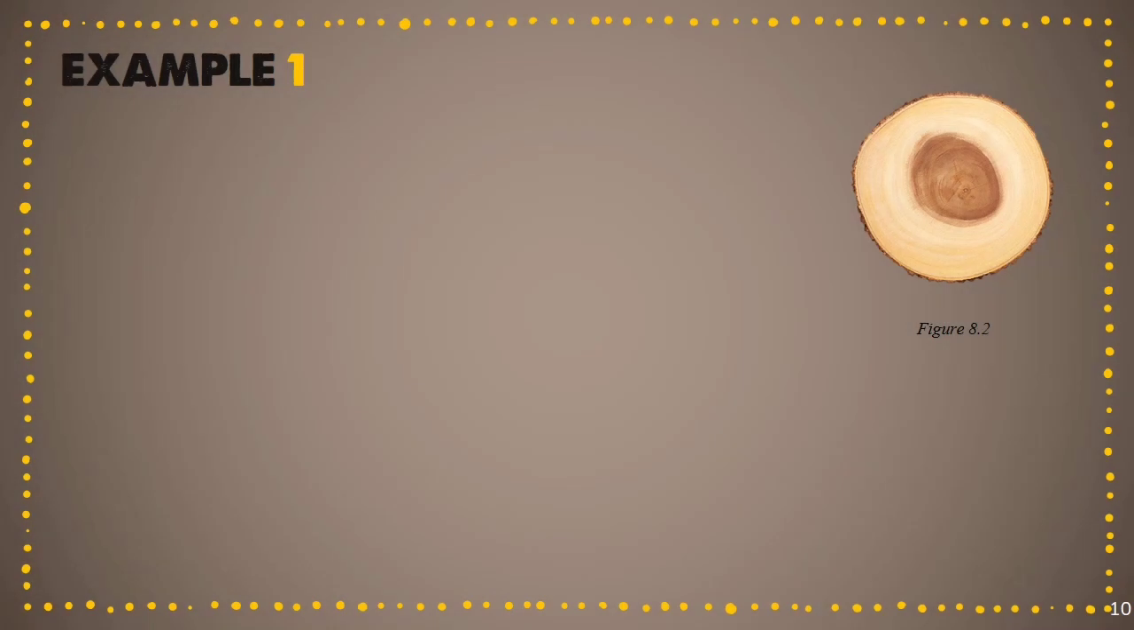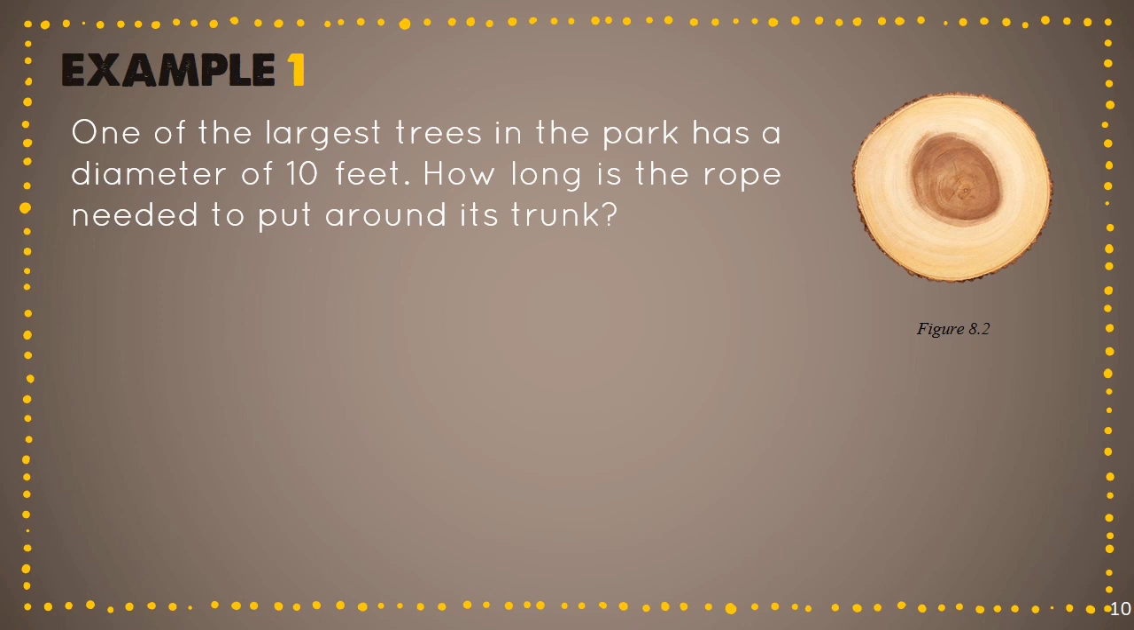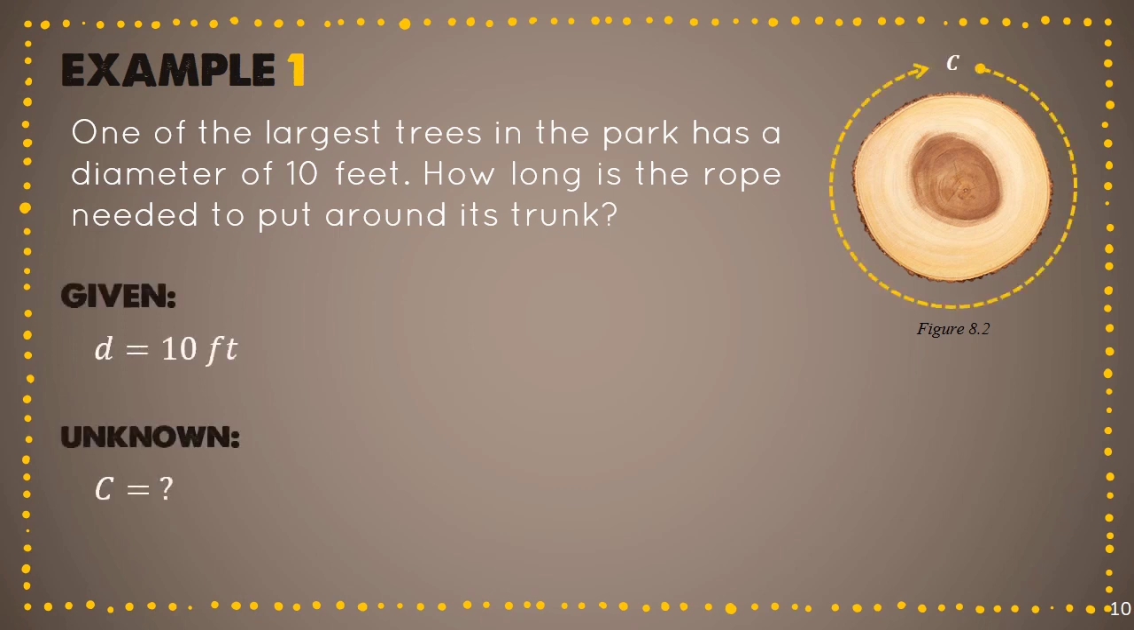Let us take this example. One of the large trees in the park has a diameter of 10 feet. How long is the rope needed to put around its trunk? The problem shows an application of the circumference of a circle. Although the cross-section of the trunk does not illustrate a perfect circle, the length of the rope needed can be estimated with the use of the circumference formula.